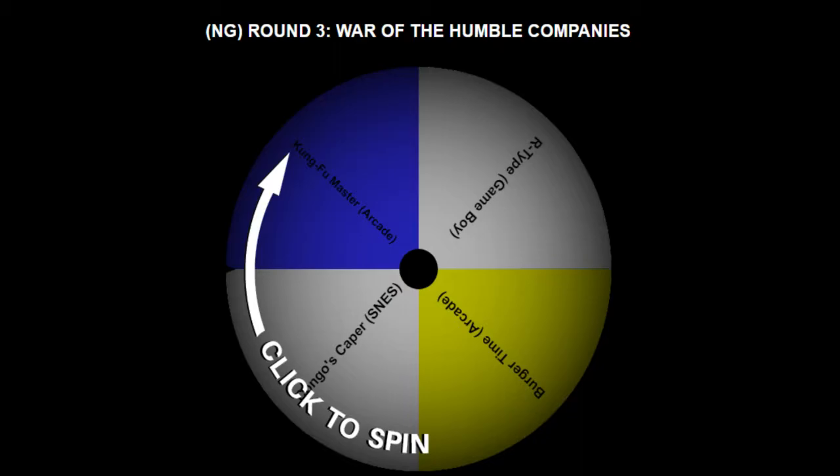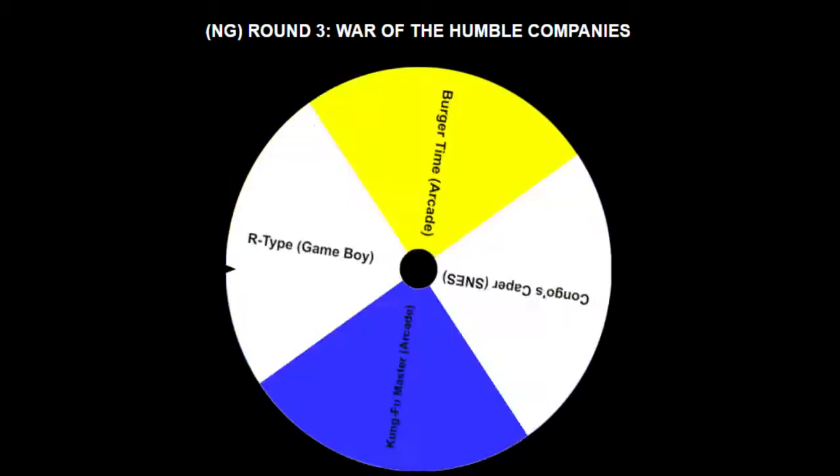But basically for me, a humble company, a developer, a publisher, was basically anything that wasn't either Capcom, Konami, Nintendo, or Sega. So anything else in terms of classic gaming fit into this category. So we have 2 Data East games and 2 IREM games, which are, in my opinion, humble or less popular or less well-known companies compared to the other 4 that I mentioned. So we have Kung Fu Master on the arcade, R-Type for the Game Boy, Burger Time on the arcade, and Congo's Caper on the Super Nintendo. Again, 2 Data East games and 2 IREM games. So let's get to it.